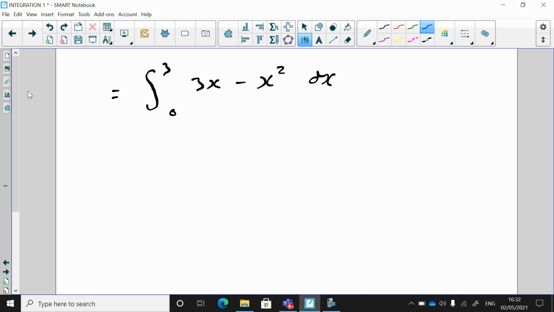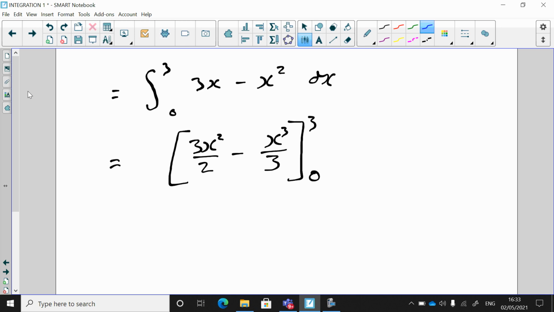This is actually the only part we're going to have to integrate. So 3x take away x squared, that's actually called the integrand. So 3x to the 1 goes up to 3x squared, divided by 2, and the x squared goes to x cubed over 3, and I've got a wee minus between them. That's me integrated it. I know the limits, so I'll just shift the limits over here.